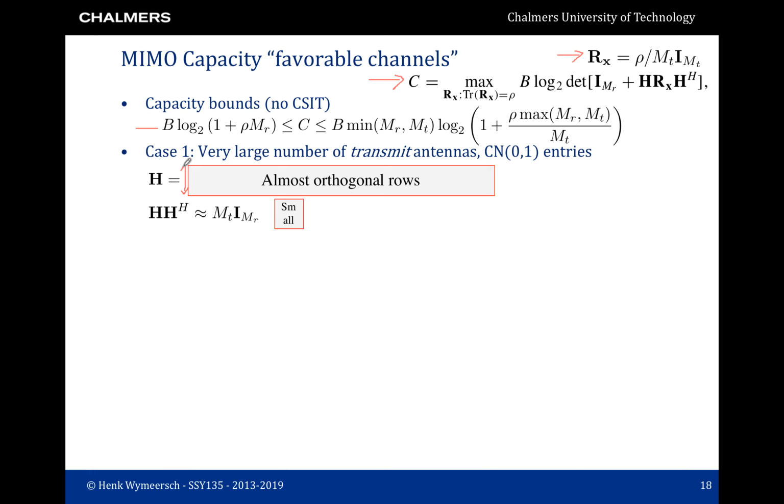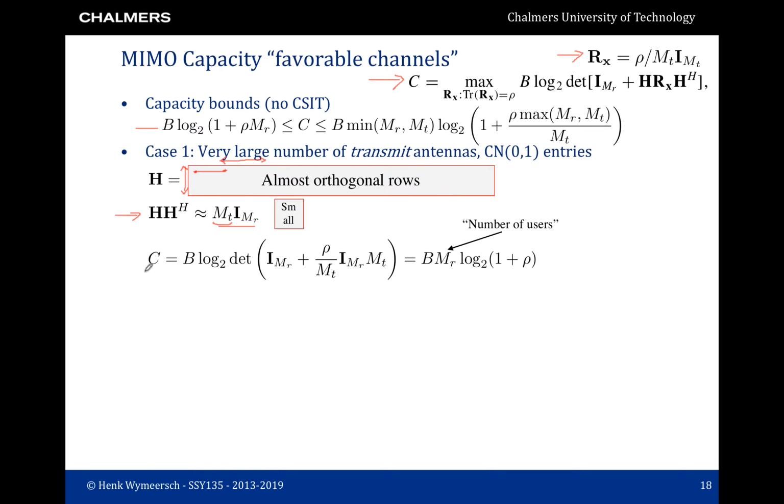The number of rows is the number of receive antennas, which is small, and the number of columns is the number of transmit antennas, which is large. So the matrix will be a so-called fat matrix. Because we have complex Gaussian entries in a very high-dimensional space along the different rows, each of the rows will be almost orthogonal. This implies that H H Hermitian, which is of course a small matrix, will be a scaled identity matrix, where the scaling depends on the number of transmit antennas. This means with a very large number of transmit antennas, this will be a large number.